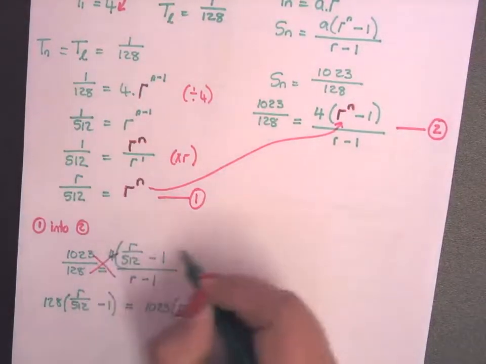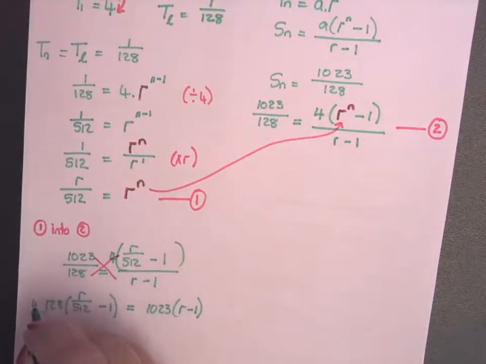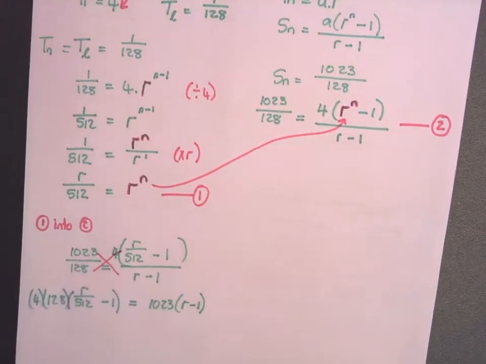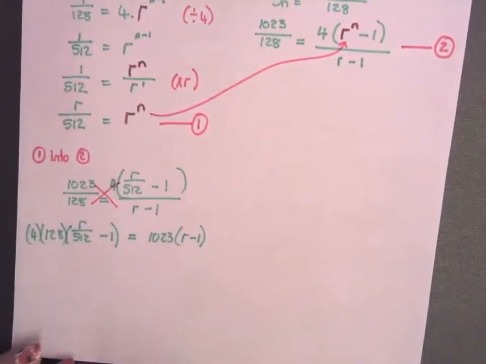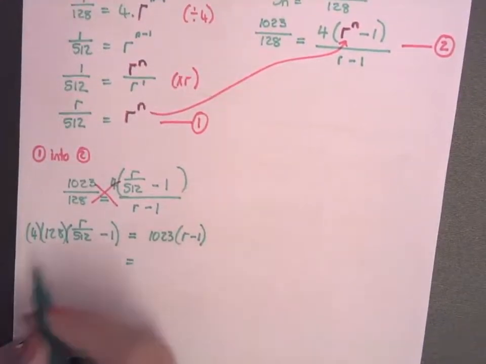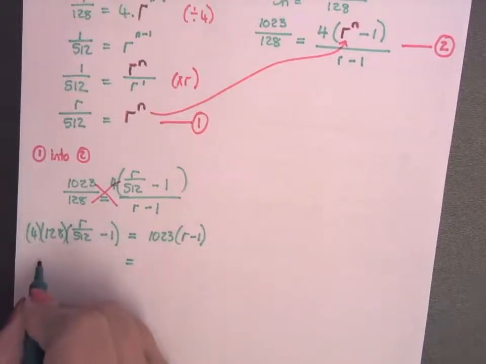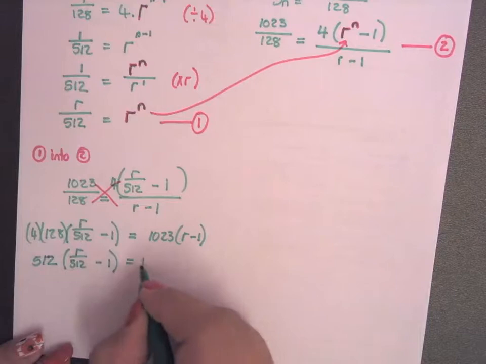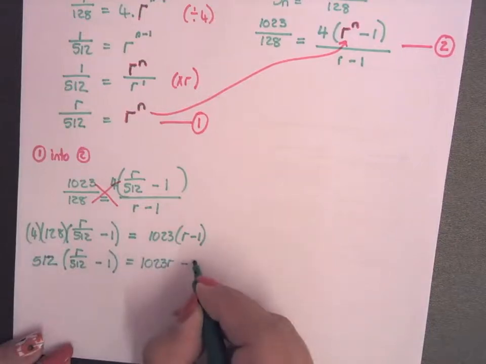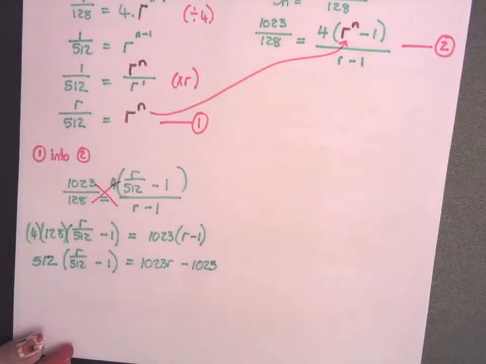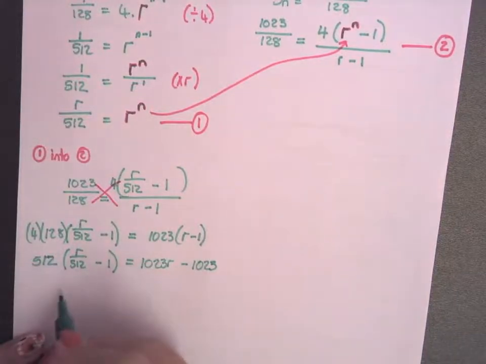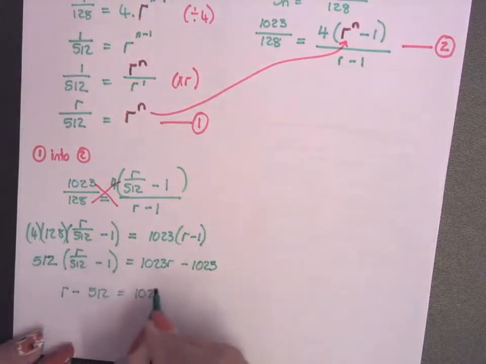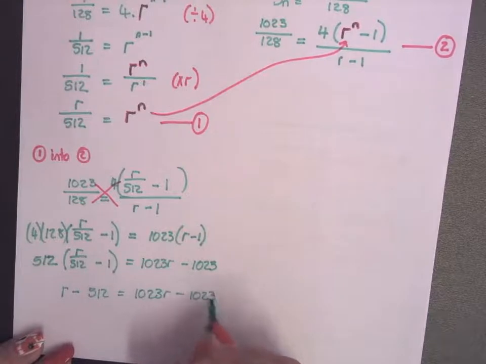Oh, sorry, there's a 4. This all multiplies to 512 times r over 512 minus 1. And here I have 1023r minus 1023. If I multiply this, I will get r minus 512 equals 1023r minus 1023.